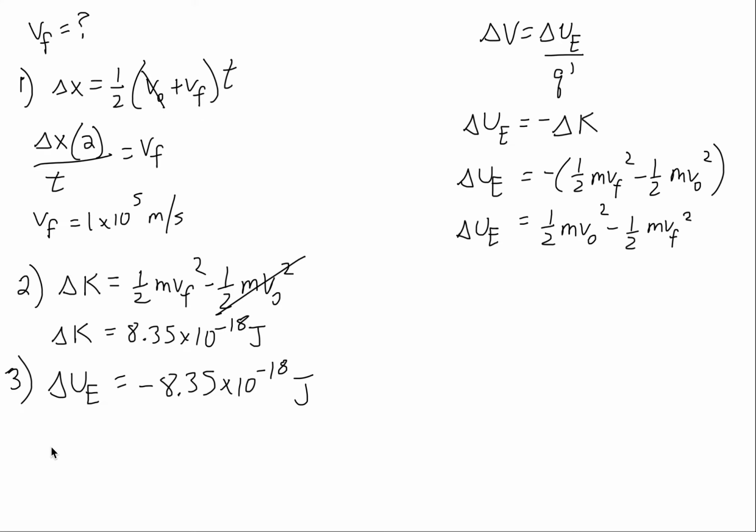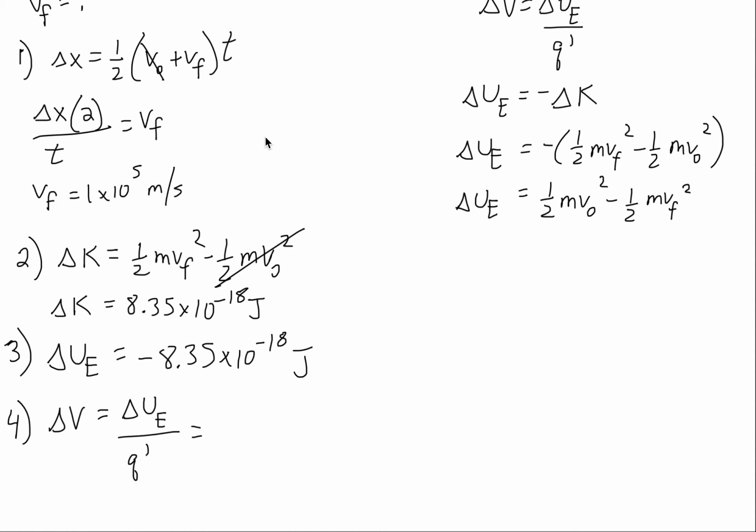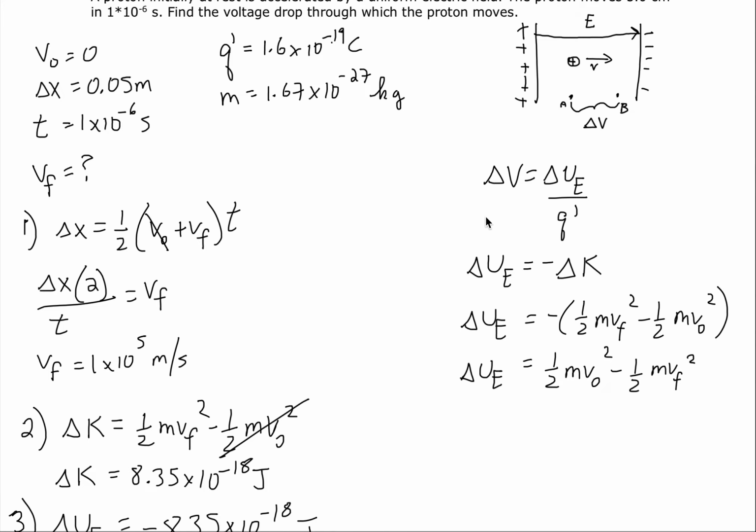And now the last step is to look at the potential difference between the 2 points. The potential difference is directly related to the change in energy of that proton. So we're going to divide our change in energy by the charge of the proton, which is right here, 1.6 times 10 to the negative 19 coulombs. We're going to plug these two numbers in, and we're going to get negative 52.2 volts. So let's take a look and visualize this in our picture here. So that's the potential difference between points A and B.